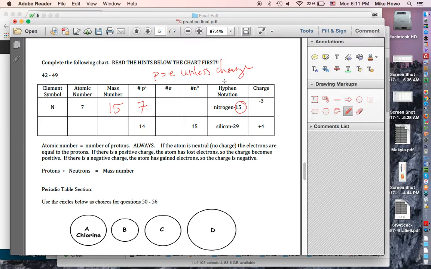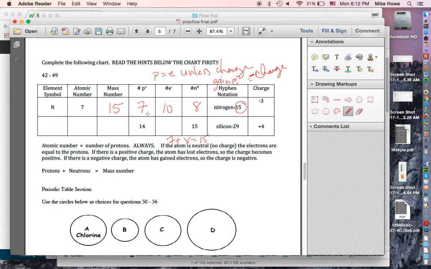Does that mean you've lost or gained? So gain electrons equals negative charge. So -3 means you gained 3, so now you have 10, because 7 plus 3 is 10. And then remember, protons plus neutrons equals mass. We know 7 plus x equals 15, so x must be 8.